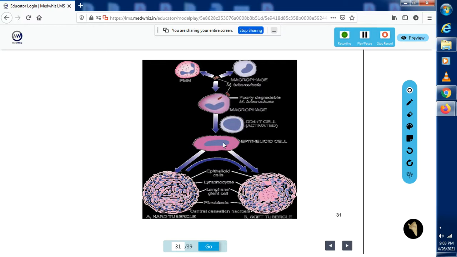These epithelioid cells form aggregates to form a granuloma. You can also see there is proliferation of fibroblasts, and a lot of lymphocytes come to these aggregates, and they form a hard tubercle initially. Later on, whenever there is caseous necrosis, it is called a soft tubercle. So this is how a granuloma is formed.